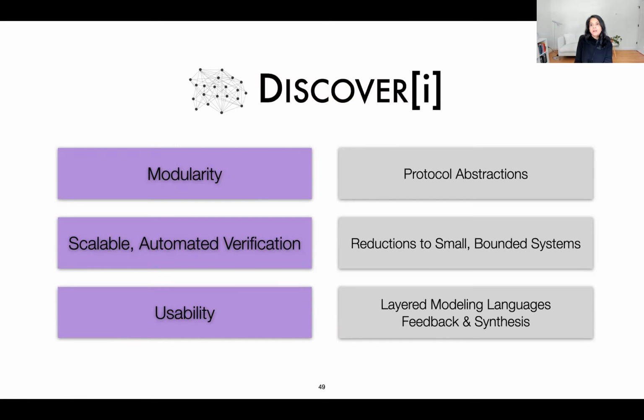So that's Quicksilver, and I just want to end again with a review of what our overall ambition is in this discovery project, right? We want to go beyond agreement protocols and look at other kinds of abstractions of core protocols as well. We want to try and do reductions to bounded systems along multiple dimensions. And we really want to try and develop modeling languages across multiple layers of abstraction and make the whole system usable through insightful user feedback, and program synthesis when applicable. So that's it. That's discovery. Thank you for your time.